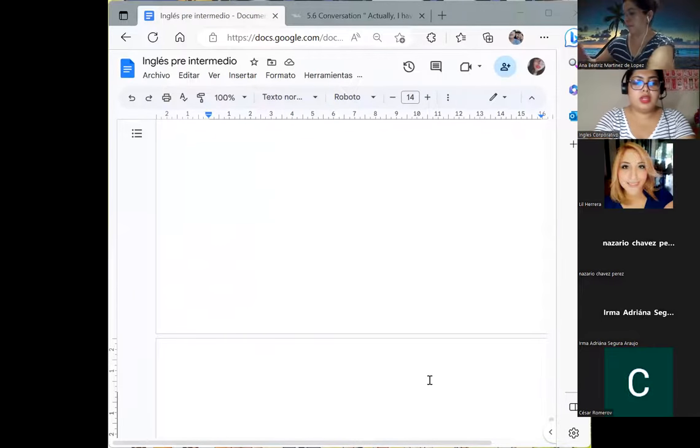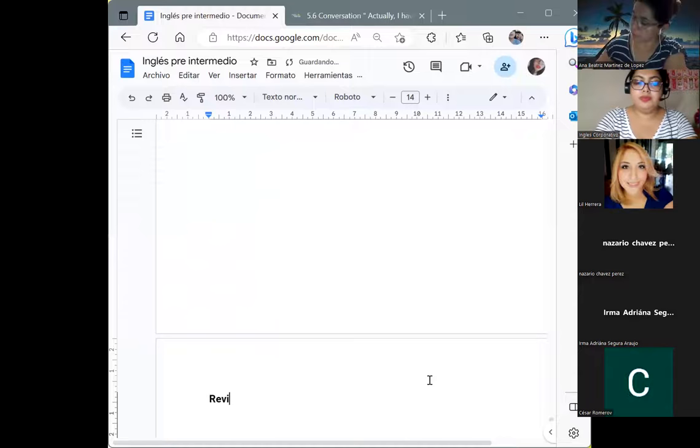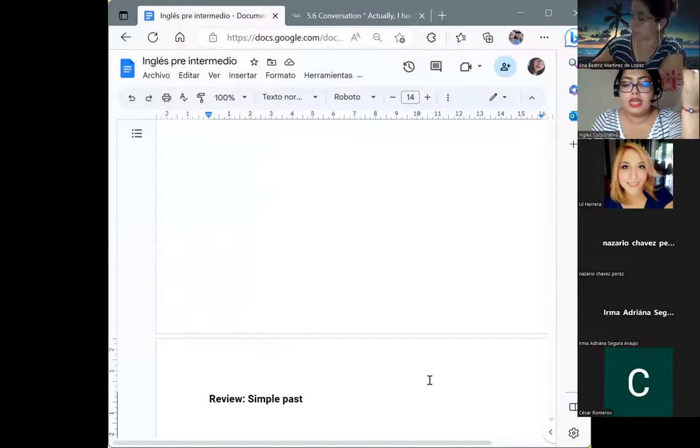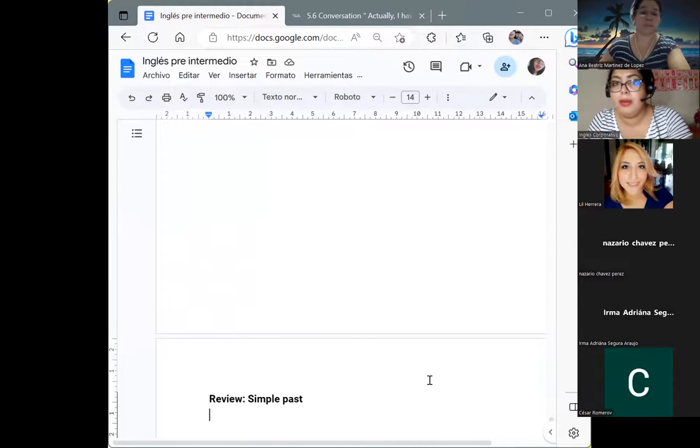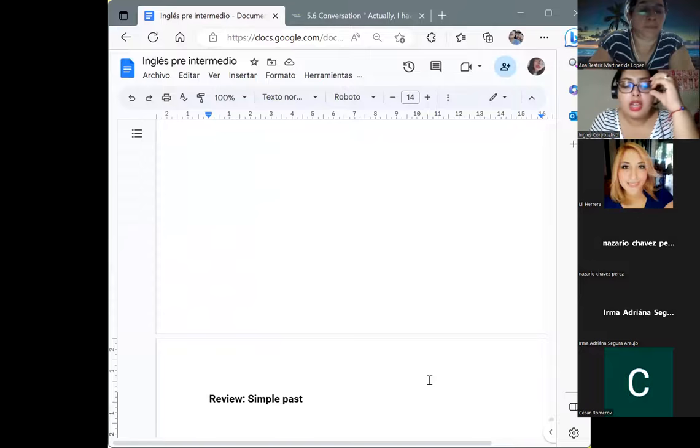So in this case, vamos a poner por acá review. Simple past. Okay. In this case, when we're talking about this structure, we're saying that the simple past tense shows that you are talking about something that has already happened. That is the main thing.